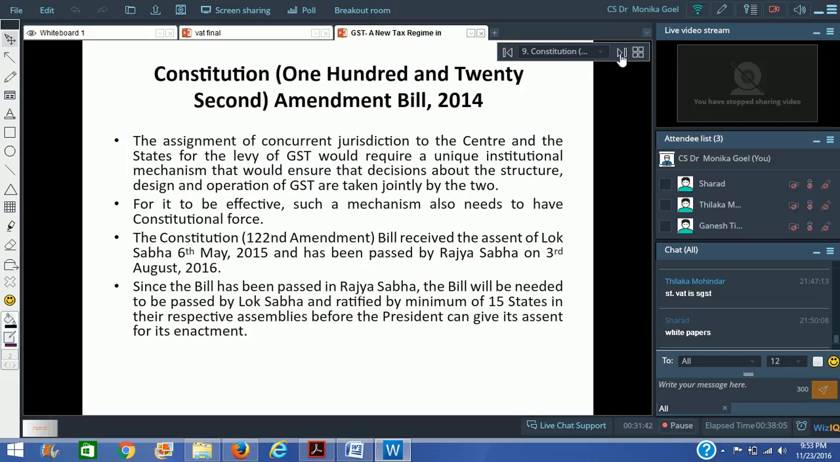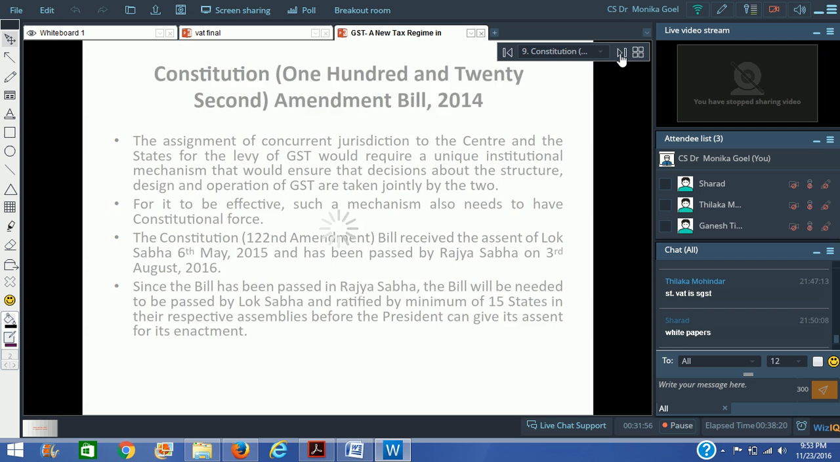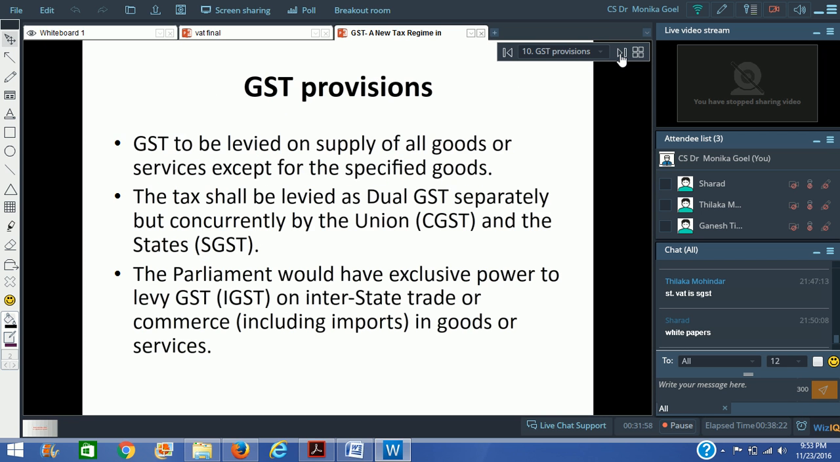And then the question comes: if both of them have the powers to levy GST, who is going to design the structure? Who is going to take decisions with respect to operational aspects of GST? So for that, a GST Council was constituted. The constitution of the GST Council was also a part of the Constitution 122nd Amendment Act 2014.